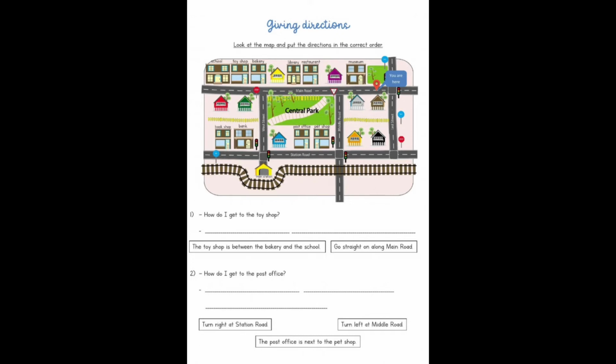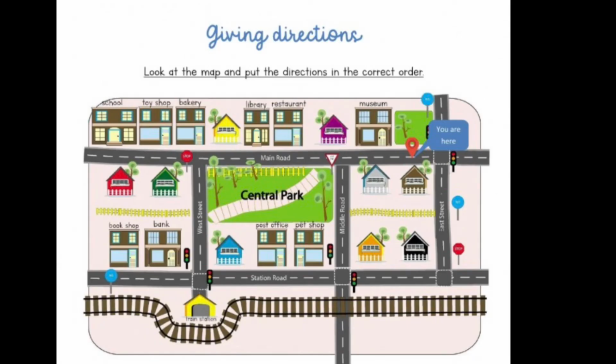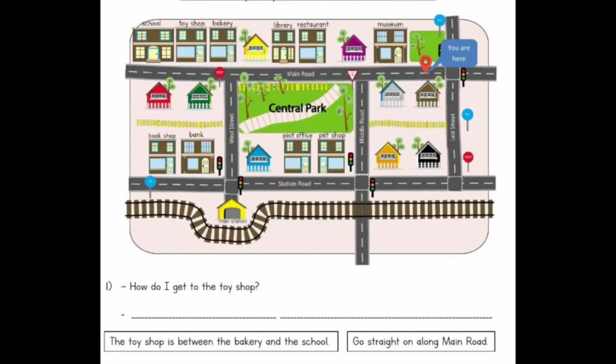Here we have another exercise. It's called giving directions. How good are you in giving directions? Let's see. The directions say, look at the map and put the directions in the correct order. Take a look at this map. First question, how do I get to the toy shop? First choice, the toy shop is between the bakery and the school, or go straight on along Main Road. Let's take a closer look and see which one it is.